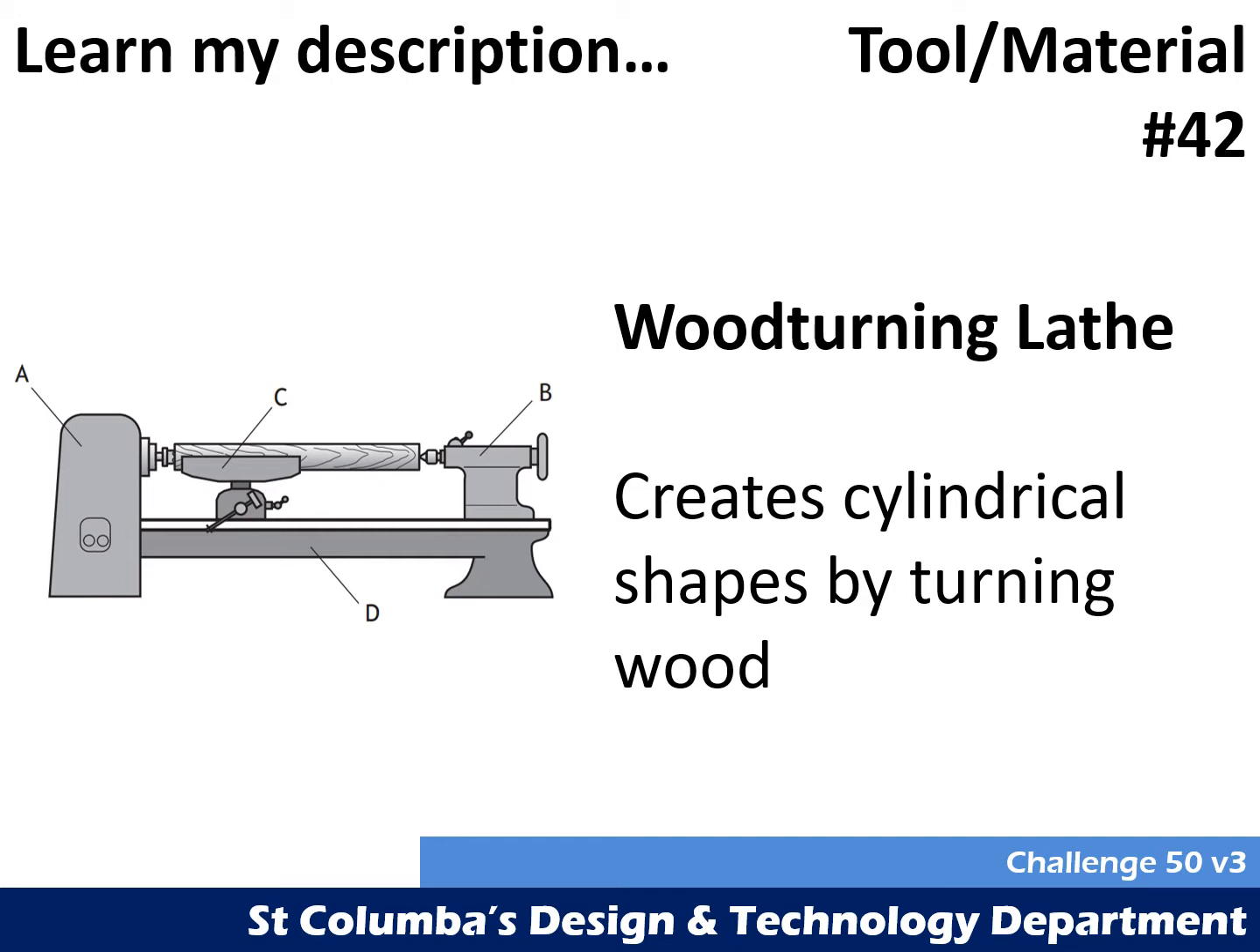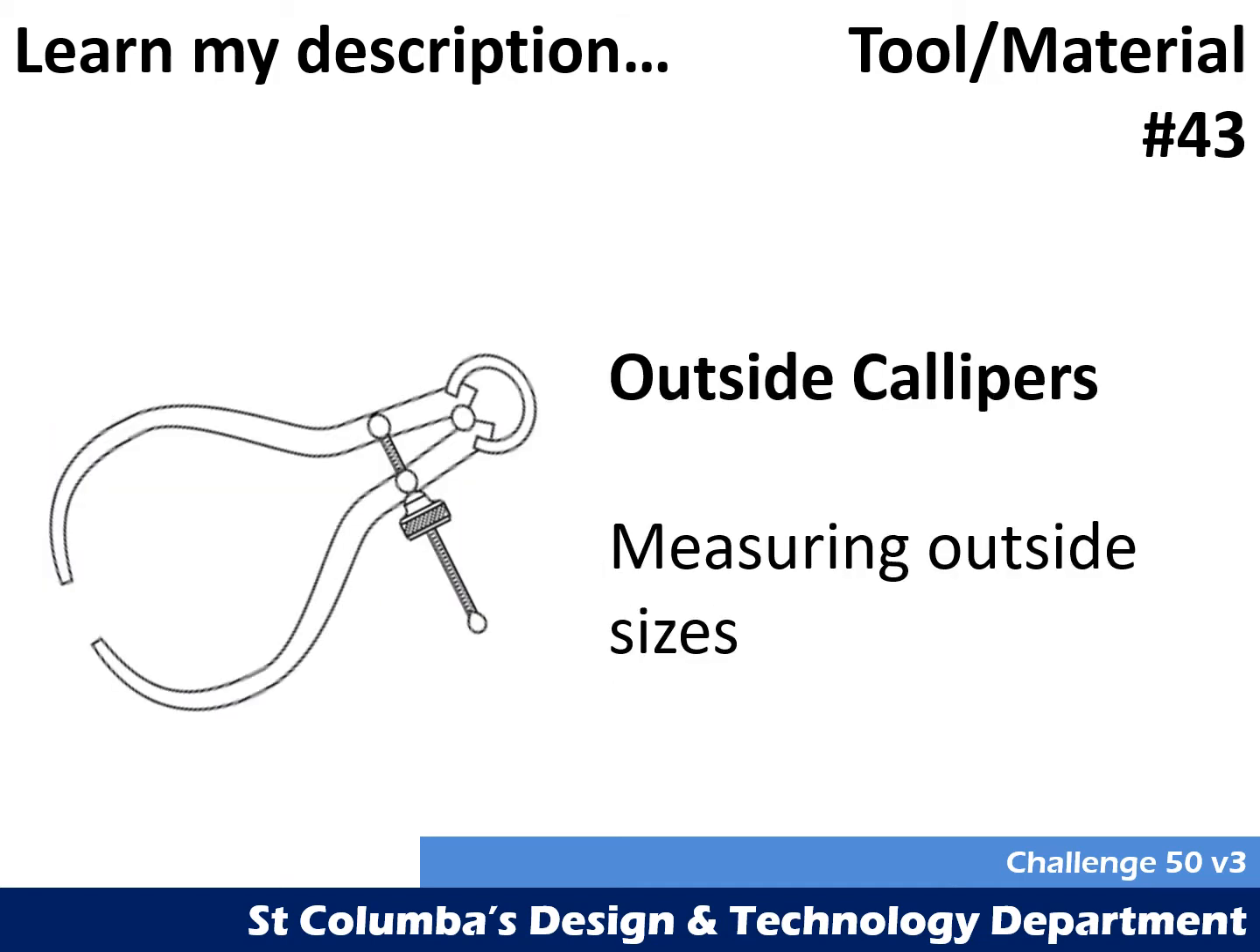So tool number 42 is the wood turning lathe, and the wood turning lathe is used to create cylindrical shapes by turning wood. Tool number 43 are the outside calipers, and the outside calipers are used for measuring outside sizes.